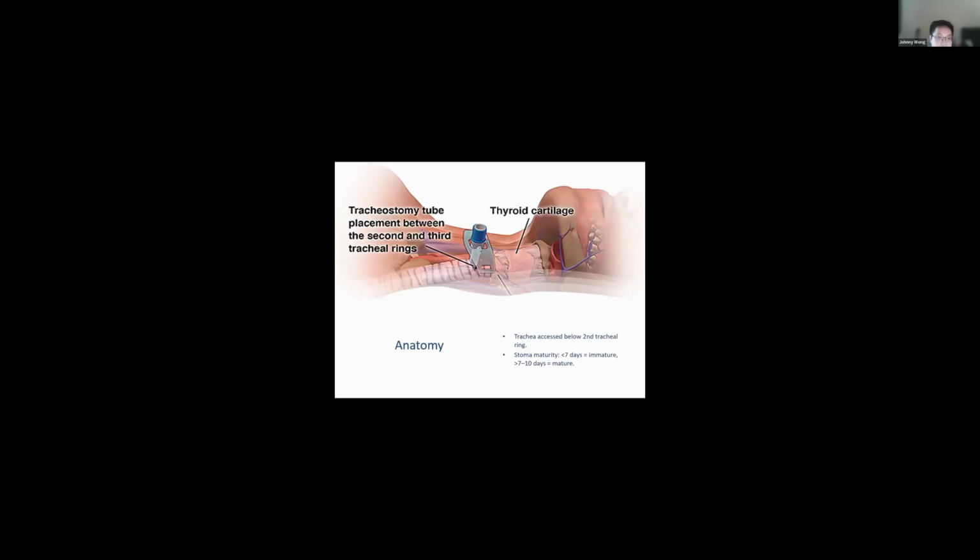To review a little bit of the anatomy, trachs are typically placed below the second tracheal ring.